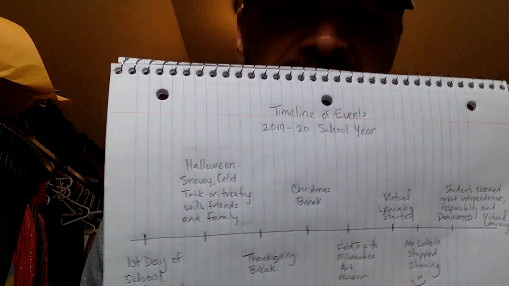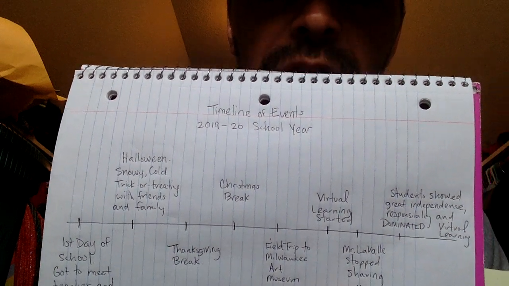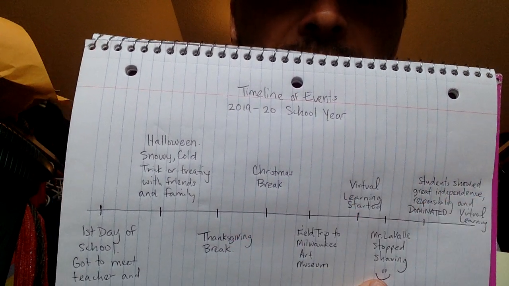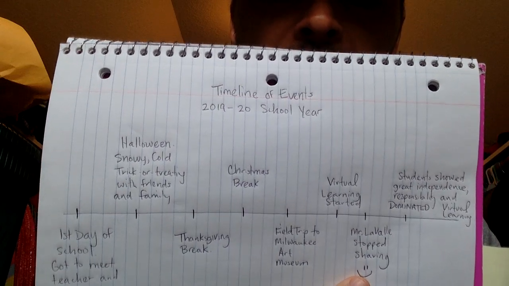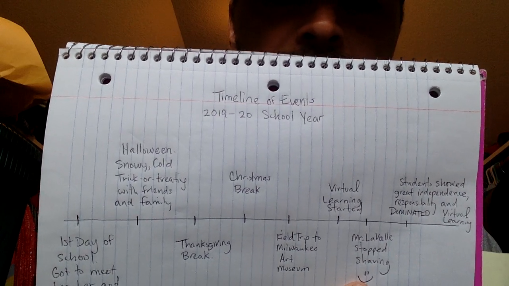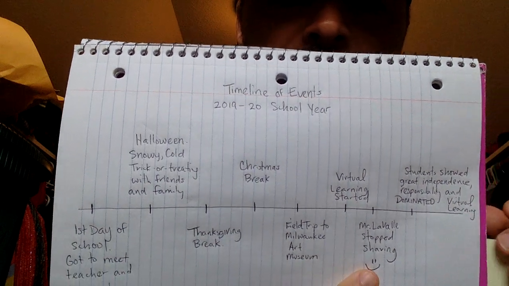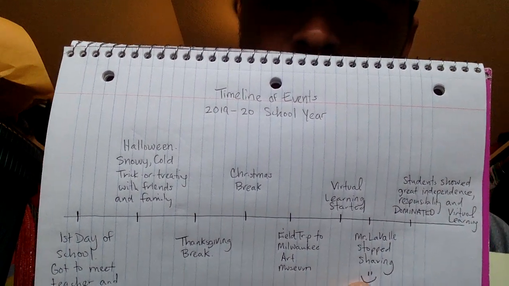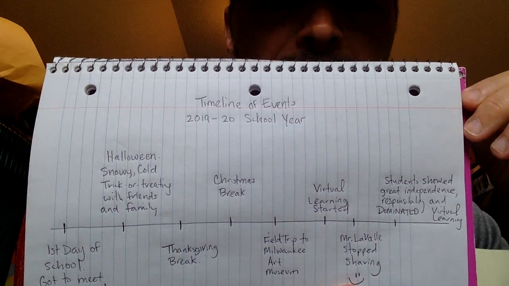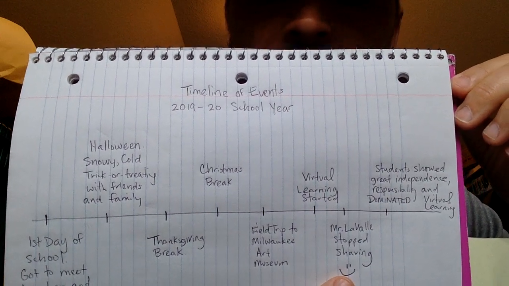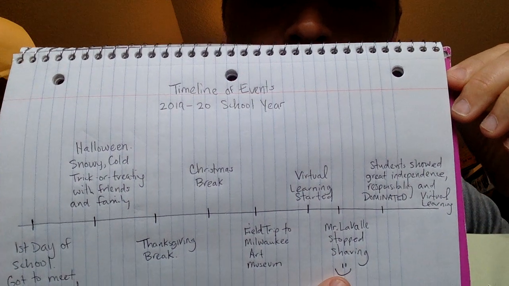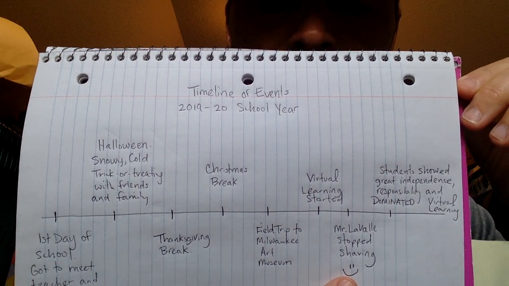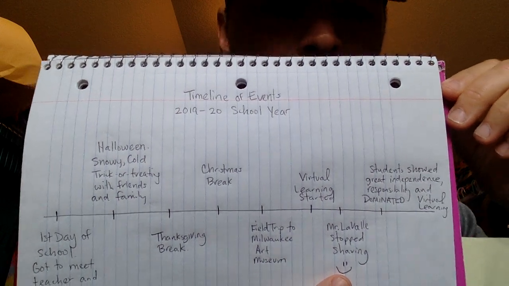So this is just a quick example about how we could create a timeline for what happened during the school year. It focused on bigger events that happened back in September, all the way to where we are now, April 14th. So here's a timeline of events. I created this in my notebook. It's pretty easy to create, easy to write down. You don't need a worksheet or a piece of paper to create a timeline.